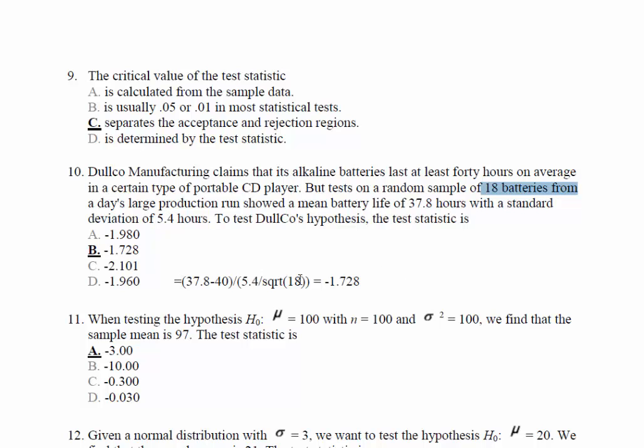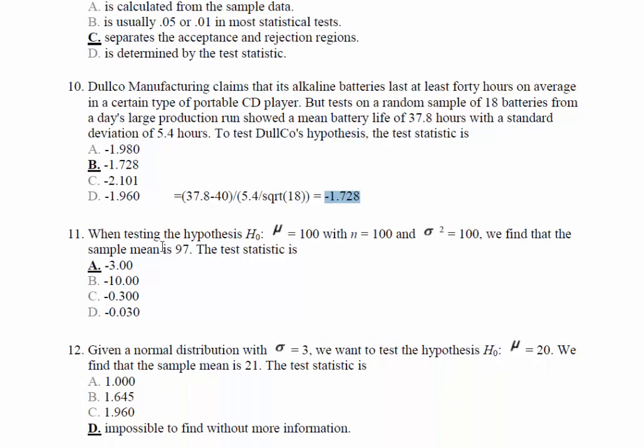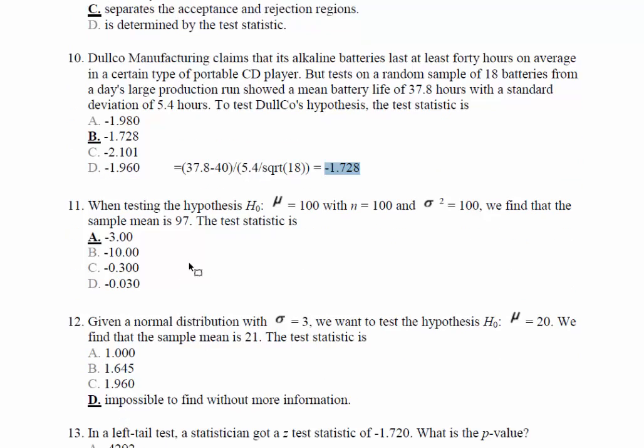So if you carry out the calculation, you should get minus 1.728. Therefore, B is correct answer. Okay. Number 11. When testing the hypothesis, H0: mu is 100, n is 100, sigma squared, that's variance, 100, we find that the sample mean is 97. The test statistic is what?